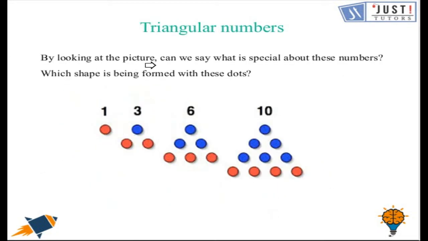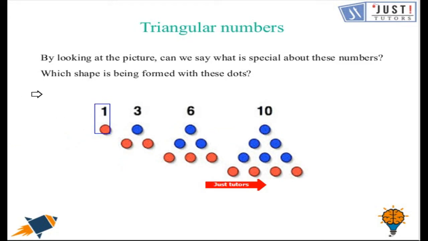Now let's move forward and talk about triangular numbers. We'll look at the given picture or diagram and try to find the relationship between the numbers: 1, 3, 6, 10. In the first row we have just one dot, or in the first number we just have one dot. In the second one, 1 and 2. In the third one, 1, 2 and 3. Then 1, 2, 3, 4. Do you observe the pattern?